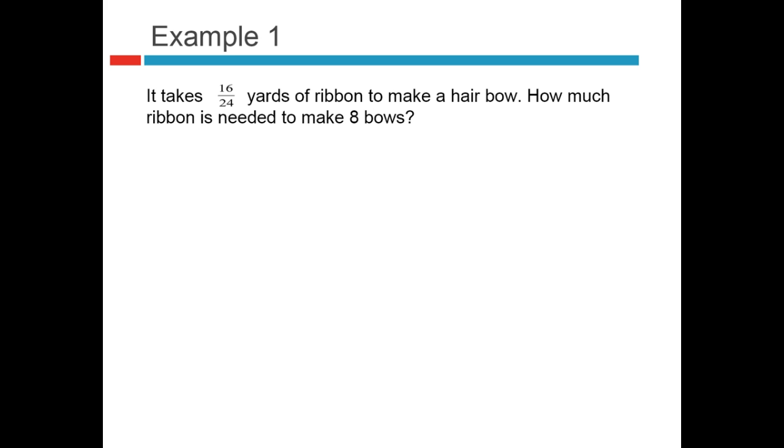Our first example has that it takes 16 24ths yards of ribbon to make a hair bow. How much ribbon is needed to make 8 bows? Well, we know we want to make 8 bows, and each one of those uses 16 24ths yards of ribbon. So the strategy here would be to multiply 16 24ths yards by the number of bows.